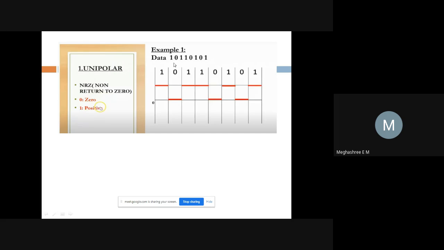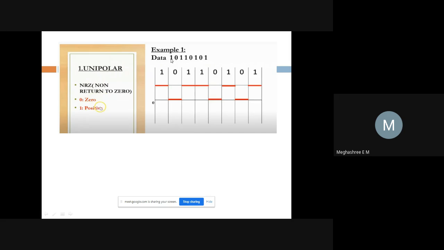Let's see how to convert this data into a digital signal. As I said, the given data is 1 0 1 1 0 1 0 1. The x-axis is with respect to time, and the y-axis is in terms of amplitude, so y may be the levels. Whenever the bit is 0, you have to mark 0 voltage. Whenever the bit is 1, you have to mark positive voltage. So let's start drawing the digital signal.